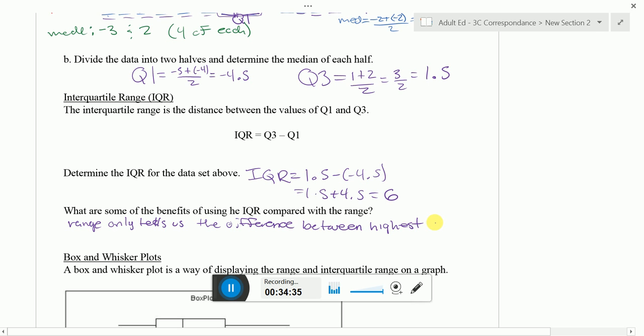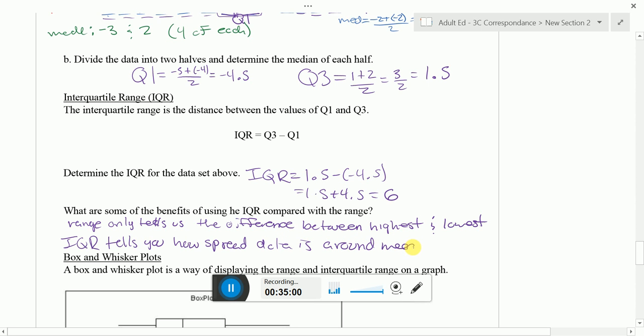If you have a small interquartile range, the data is very close to the middle, whereas if you have a bigger interquartile range, the data is more spread out around the middle. So it tells you how spread out the data is around the median.